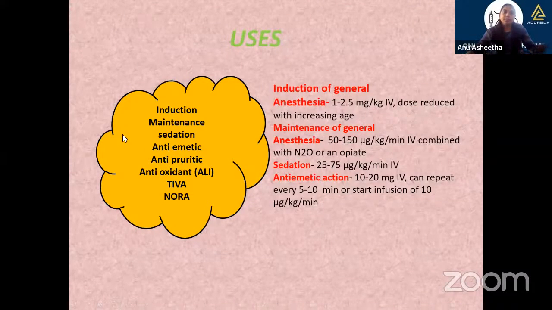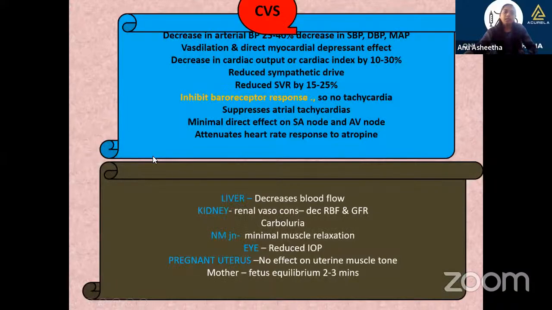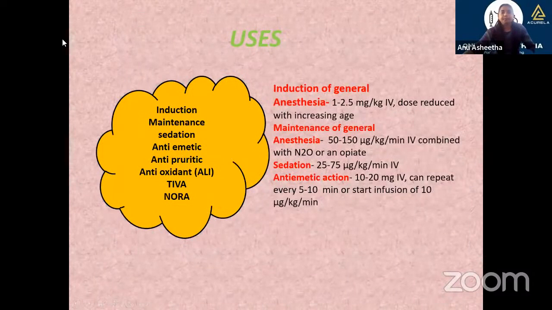Now, the uses of propofol. In the pregnant uterus, they have no effect. The uterine muscle tone is not altered, and the fetal-maternal equilibrium is attained within 2 to 3 minutes. Hence, it is required to deliver the baby within 3 minutes.